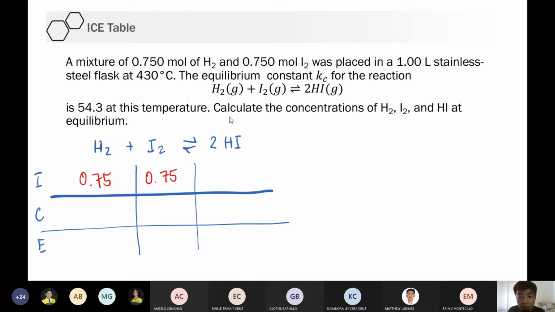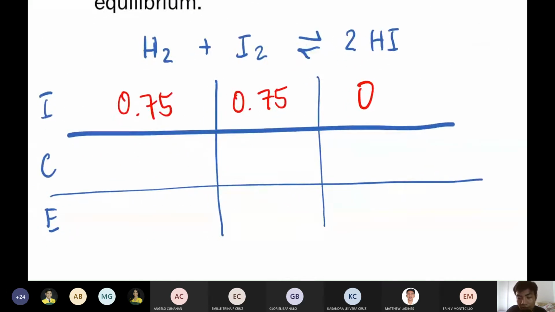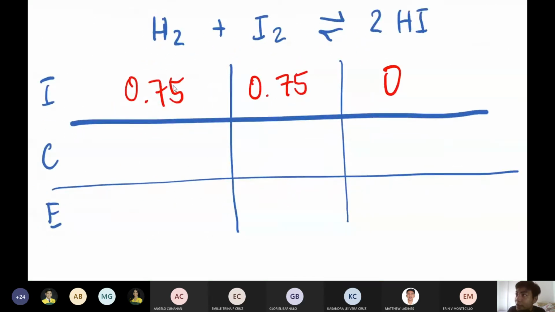How about HI? May sinabi ba sa problem? Wala. Wala siyang sinabi about HI. So, ibig sabihin nun yan ay 0. Okay? Again, kapag walang sinabi, 0. Yan na yan. Okay, so this is our ICE table. 0.75 molar, 0.75 molar, 0. Okay? How about the change?